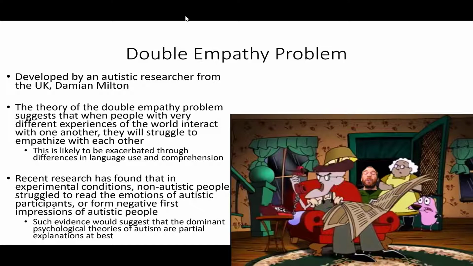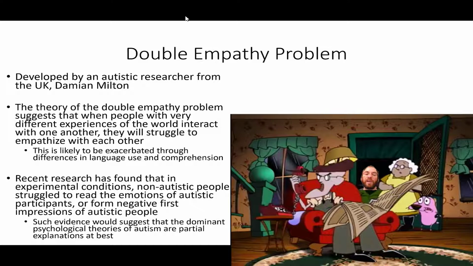But one specific theory, developed by an autistic researcher from the UK, Damian Milton, is called the double empathy problem. So let's define that problem. This theory suggests that when people with very different experiences of the world interact with each other, they will struggle to empathize with each other. This is likely to be exacerbated through differences in language use and comprehension.